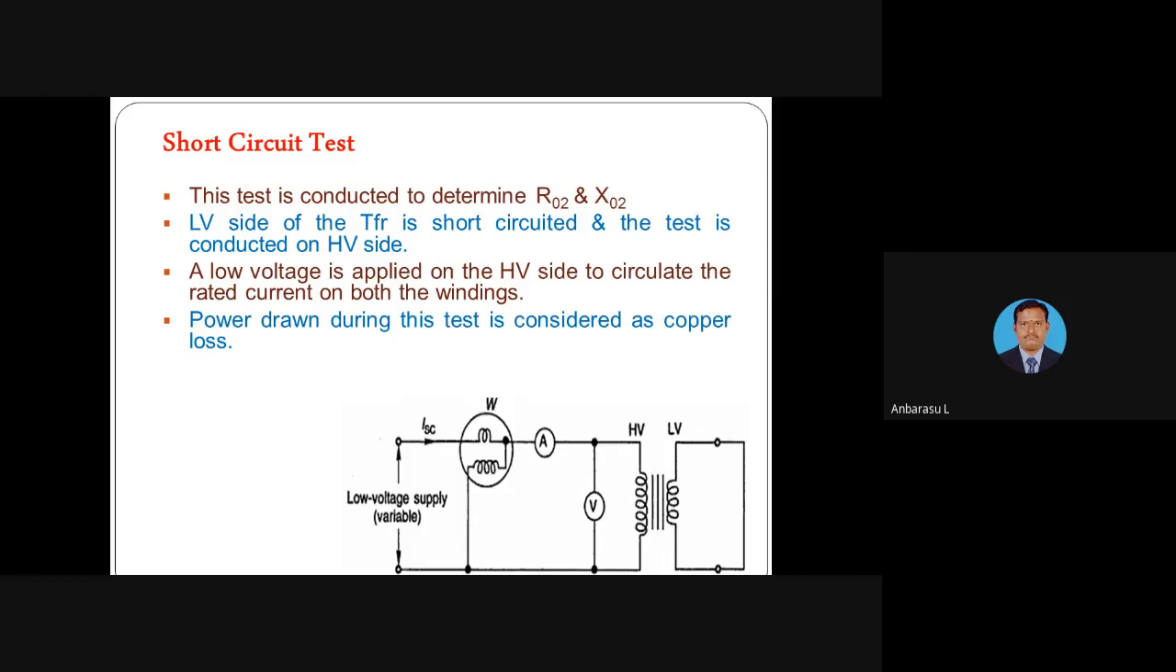Power drawn during this test is considered as copper losses. Here only the rated current is applied across the high voltage winding. Due to the rated current flowing through the high voltage winding, it will produce more copper losses in both the high voltage winding and the low voltage winding. So by means of the wattmeter, we observe the power drawn during this test. It is considered as copper losses only, not core losses.